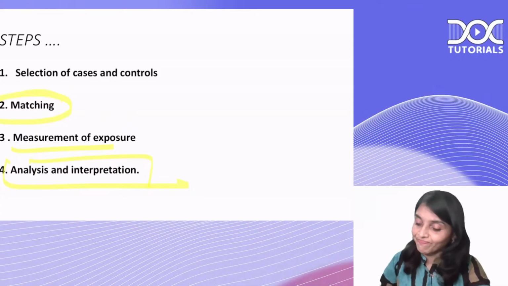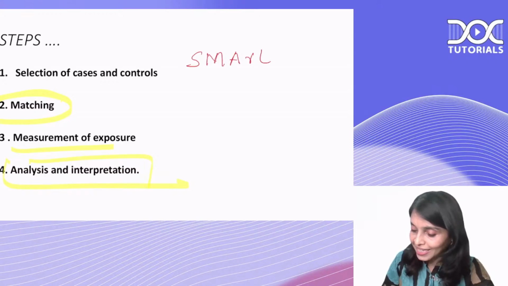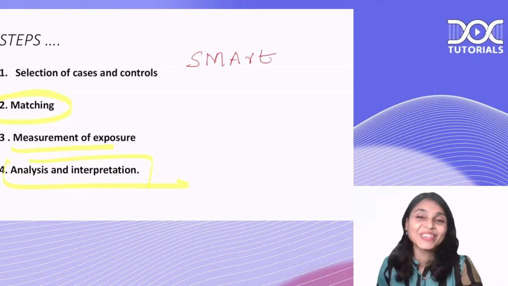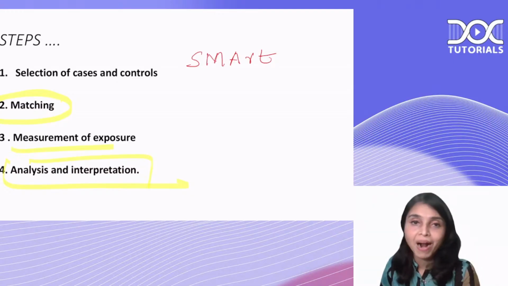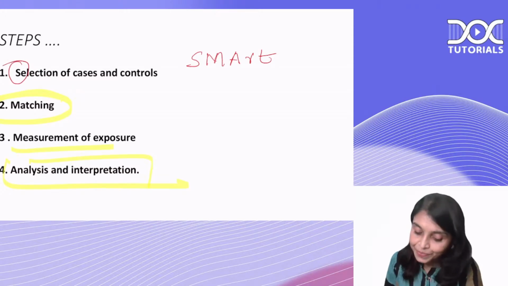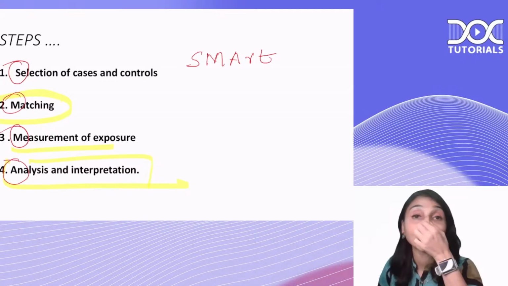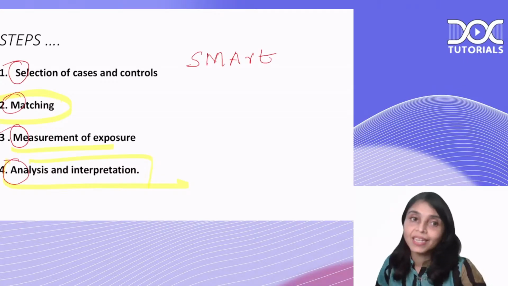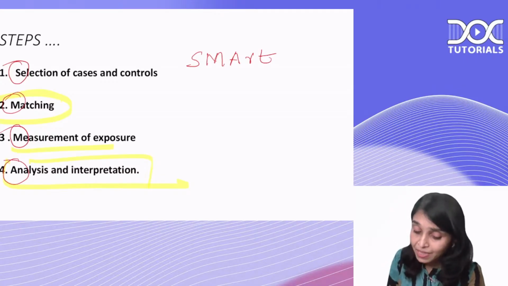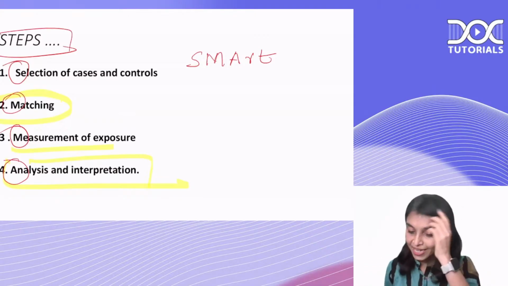Okay. So the mnemonic is, you can remember, SMART. So case control is a smart study design. Are you able to relate? S is here. M. A. Okay. Smart. So that way you can remember the steps. I don't have time to repeat, but you have understood, I guess.